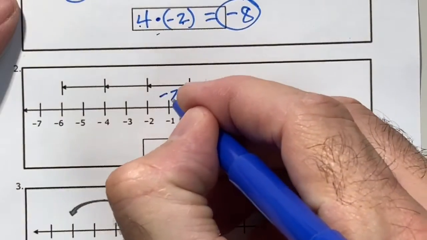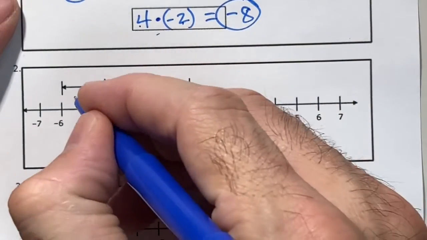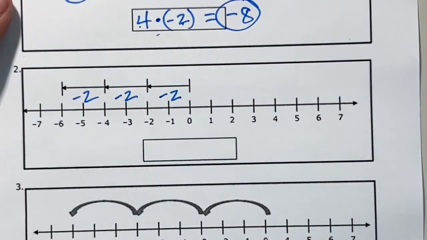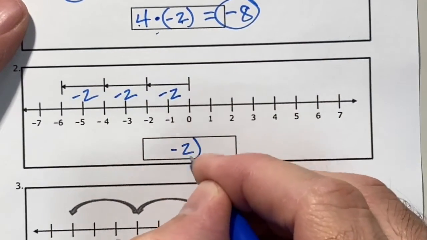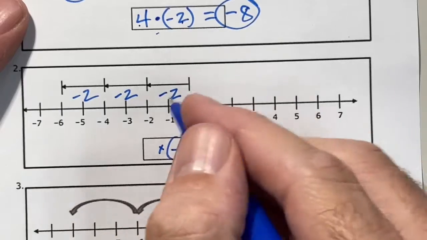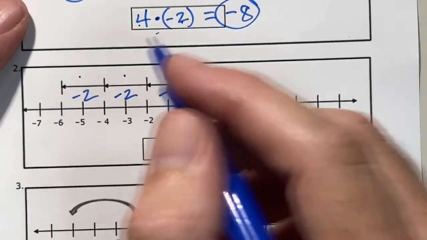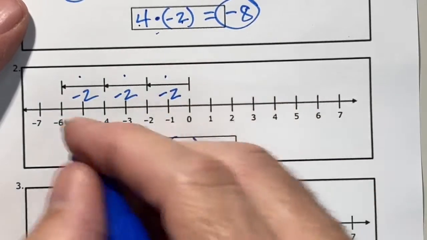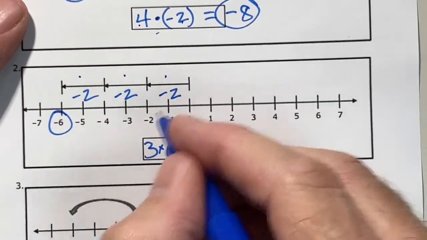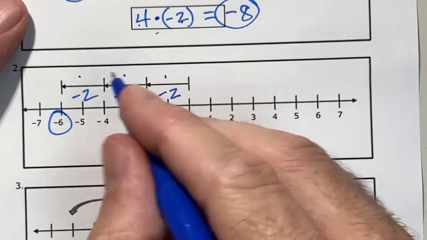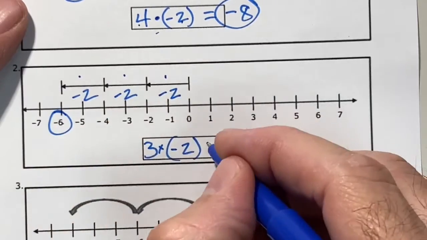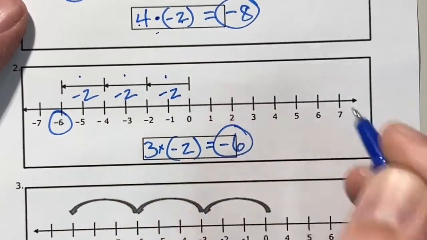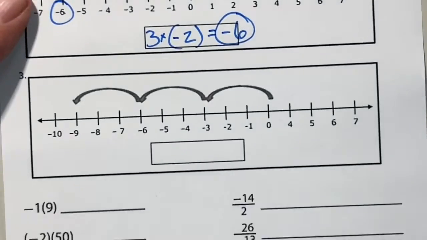So we have negative 2, negative 2, negative 2. So that's going to be our group, negative 2 times 1, 2, 3. So we got 1, 2, 3. 3 times 2 is 6. And then these are all going in the negative direction. Going to end up with negative 6.